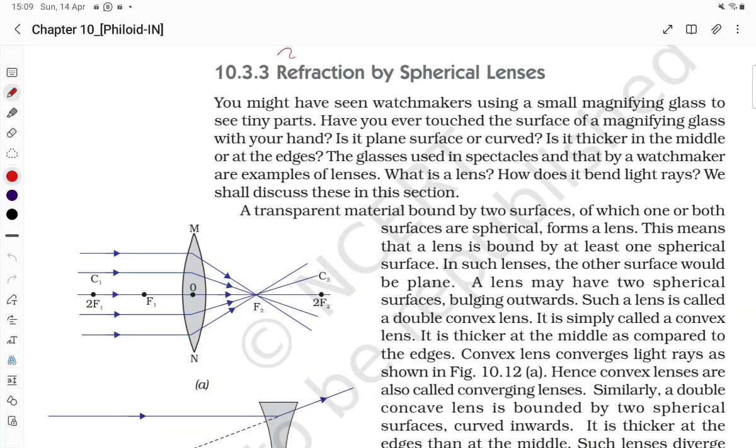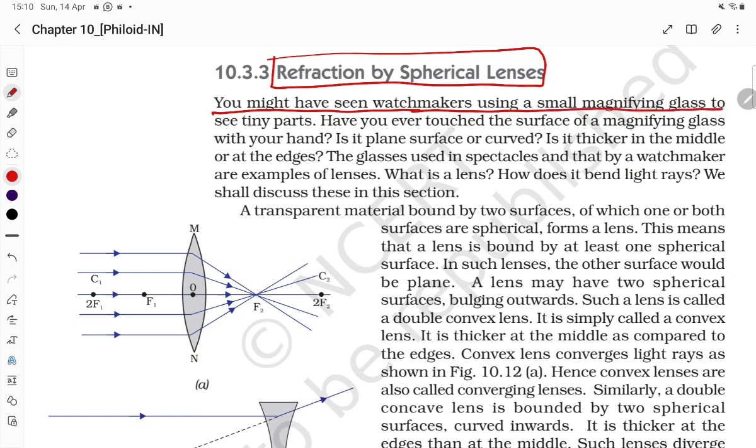Hello student, let's try to understand the topic refraction by spherical lenses. You might have seen watchmakers using a small magnifying glass to see tiny parts.